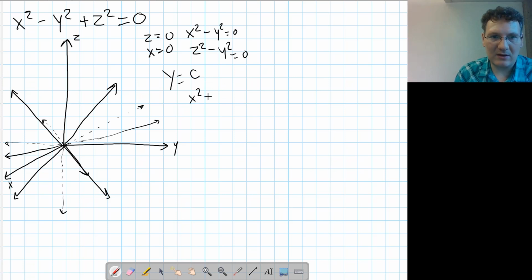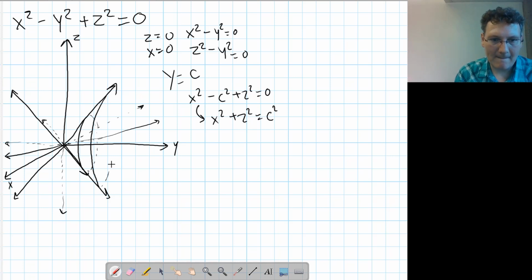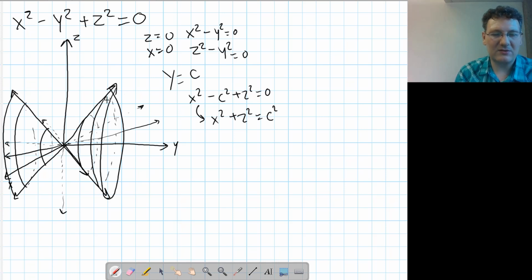We're going to get x squared minus constant squared plus z squared equals 0, which is actually x squared plus z squared equals a constant squared. So what we get finally, to tie this thing together, is a bunch of these circles opening up in the y direction. And finally, we can kind of picture this thing. So we have a bunch of these cones opening in these two directions. This is what we would expect it to look like.